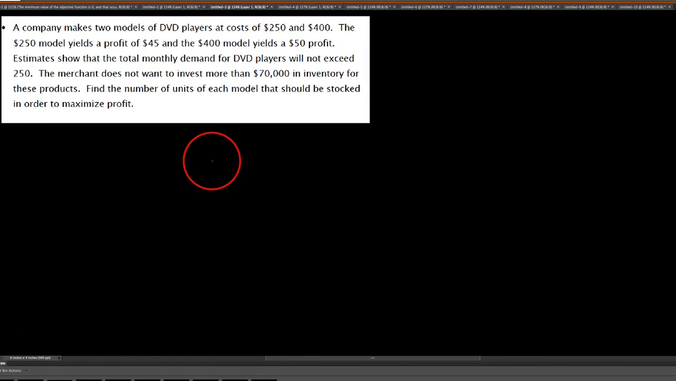Okay, YouTube, in this video we're going to look at an application situation with linear programming in which we're going to have to set up our variables and constraints and objective function first and then proceed with carrying out the steps in linear programming. So let's go and take a look at this problem here. And while we're reading through this, let's underline crucial information.